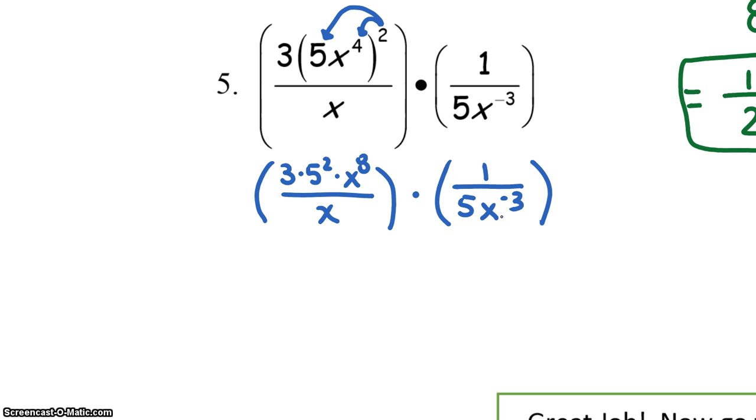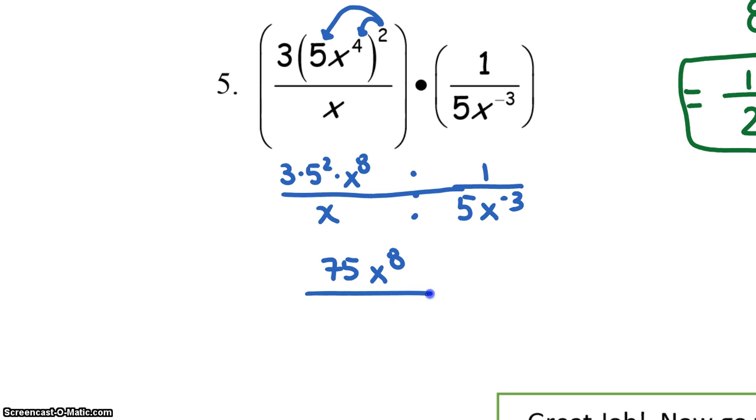Now, technically everything is okay. There's nothing in parentheses to a power, so I can actually get rid of these parentheses, and I can combine this fraction like that. Alright, now we can go ahead and simplify. We have 3 times 5 squared. Well, I know 5 squared is 25, times 3 is 75, x to the 8th in the numerator. In the denominator, we have 5, that's the number. Then we have x to the 1 power and x to the negative 3 power. So we have to add those exponents. And 1 plus negative 3 is x to the negative 2 power.